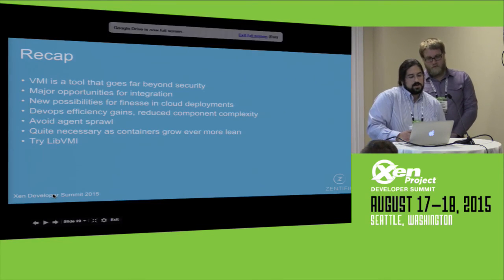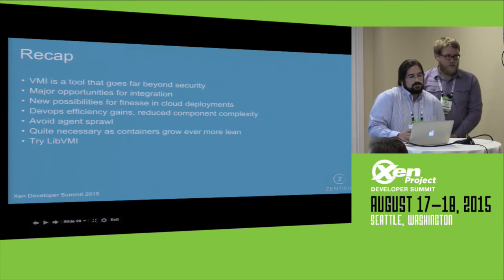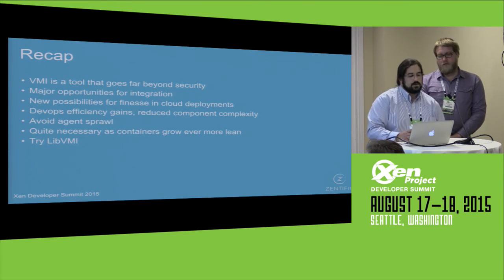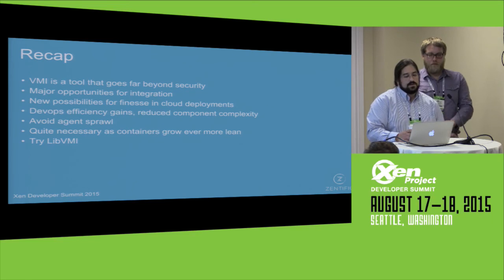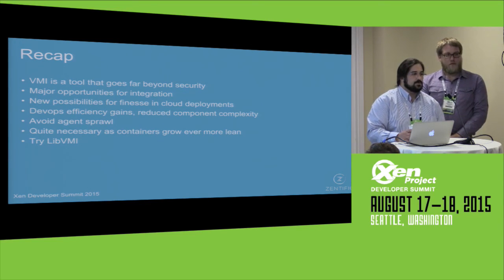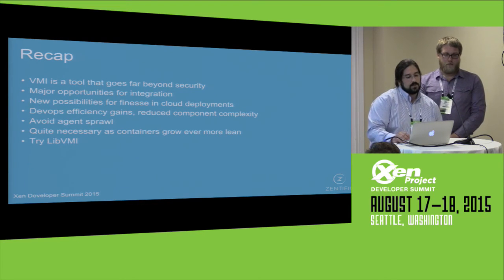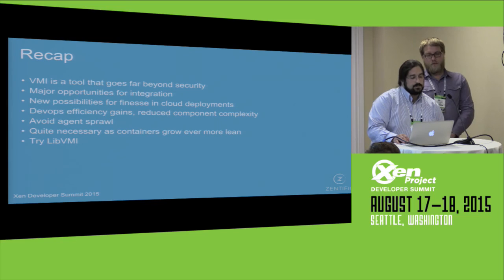So, to recap, VMI doesn't go purely into the security bucket. We have to think of it as a much broader concept. We have opportunities for integration. Sysdig is a great example of a system awareness tool. System tools which use ftrace, ptrace, and so forth. Those are tracing functions which would easily be deployed in a virtual machine inspection context. I'm sure that all of them can be adapted quite readily. Finesse in cloud deployments is something that I'd certainly like to pursue to improve scale and decrease complexity, and certainly make containers, as they become more lean and stripped down, be more visible outside of their confined area.